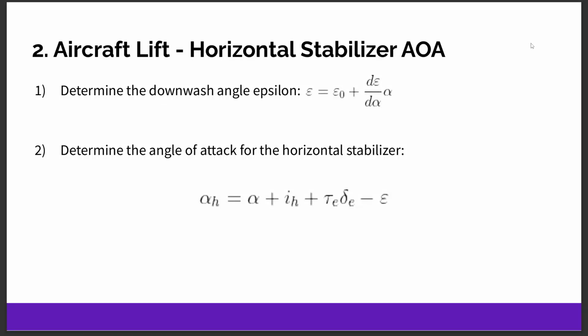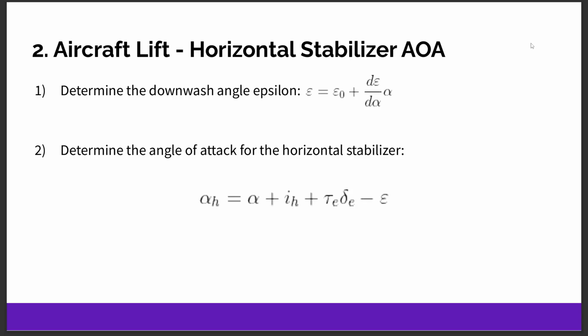So epsilon is equal to epsilon 0 plus d epsilon over d alpha times alpha. And this is something you would be able to figure out with wind tunnel testing. So your alpha at the tail is going to be equal to alpha plus the horizontal stabilizer's incidence plus tau e, the elevator's effectiveness, times delta e, the elevator's deflection, minus epsilon, your downwash angle.